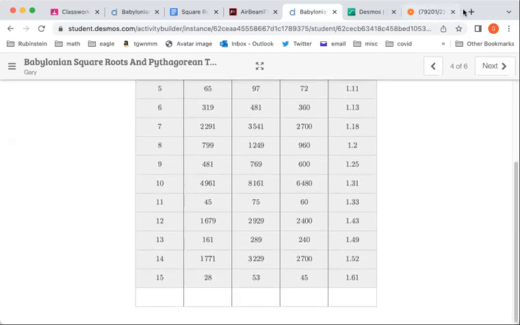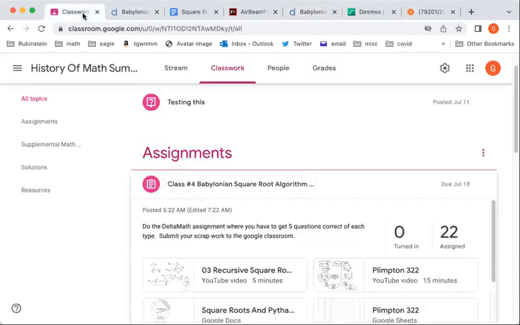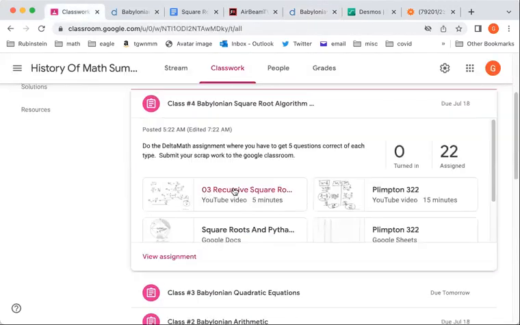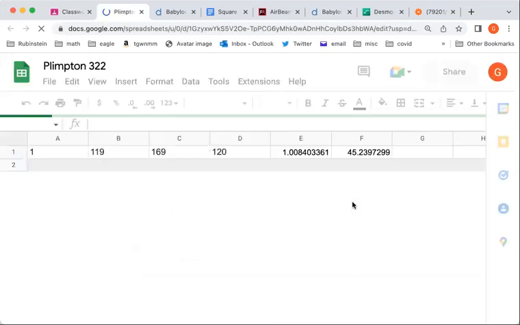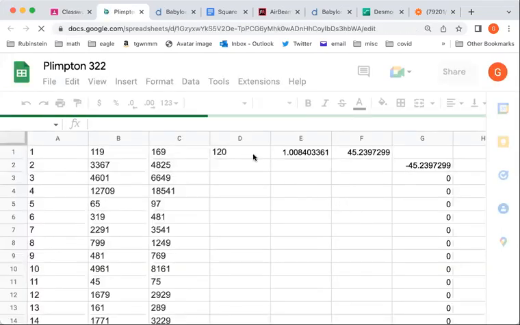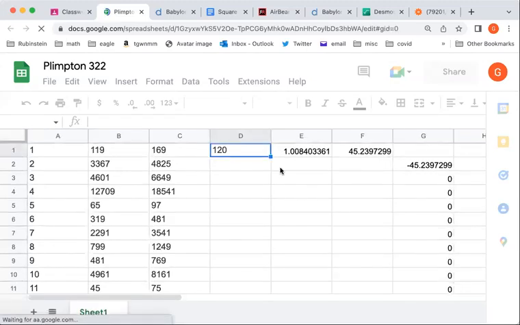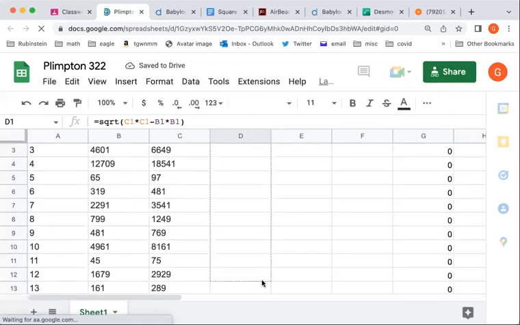So if I come over here, I actually gave you a link to this. I have a Google sheet here. Okay, so if I come over here and I drag this down, it will calculate the hypotenuse for all 15.